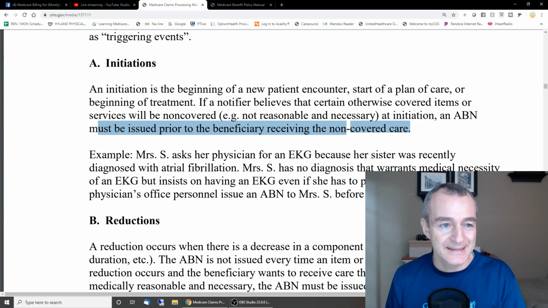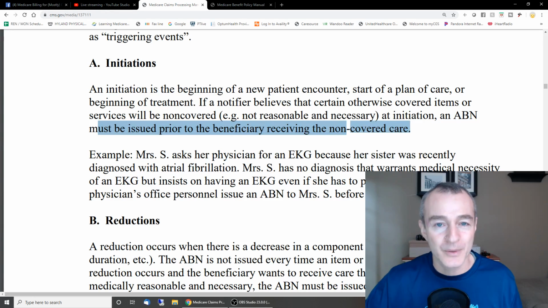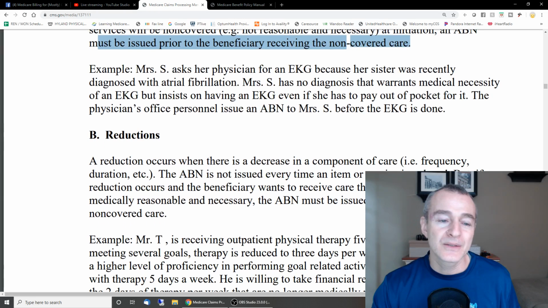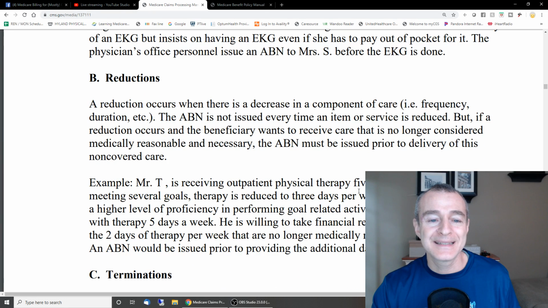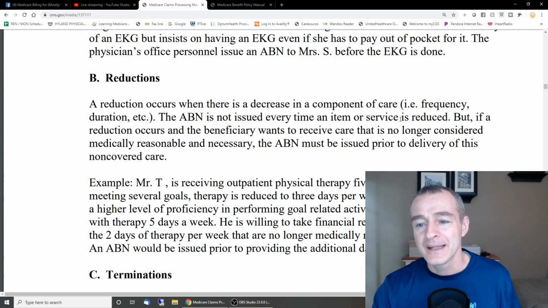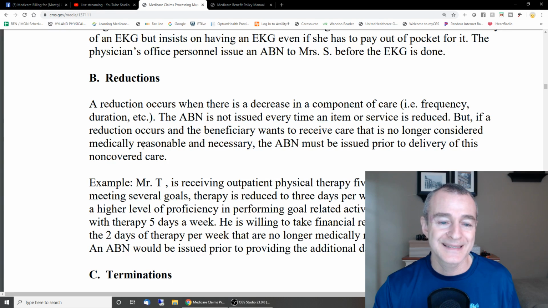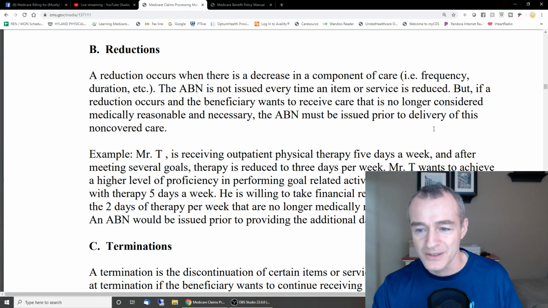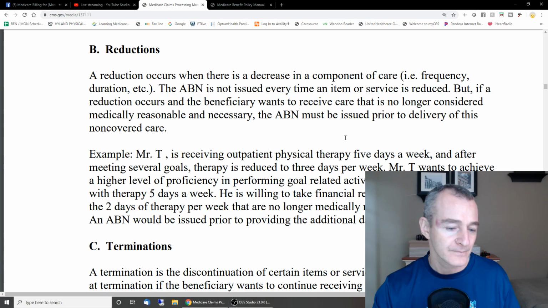But in the scenario brought up on Facebook, the patient has and is planning a procedure. I'd say it's absolutely indicated. The situation on Facebook more likely falls into Section B. Section B, a reduction, occurs when there's a decrease in a component of care, frequency or duration. The ABN is not issued every time an item or service is reduced, but if a reduction occurs and the beneficiary wants to receive care that's no longer medically necessary, an ABN must be issued prior to delivery.